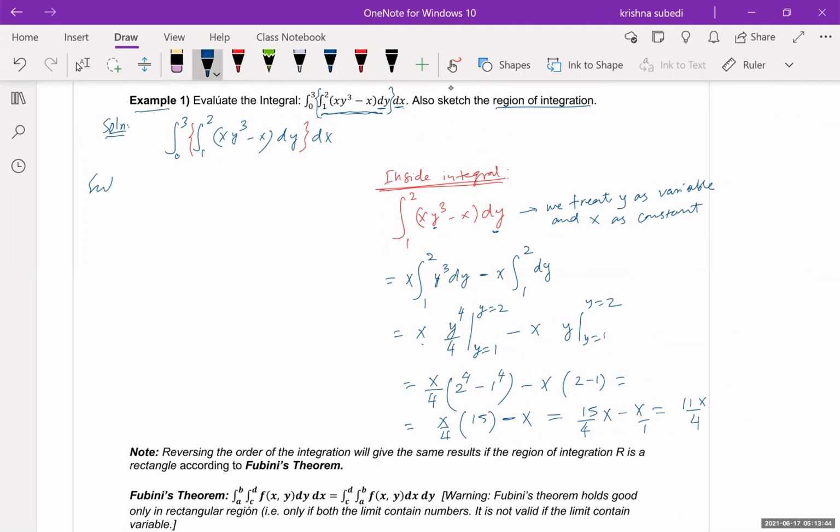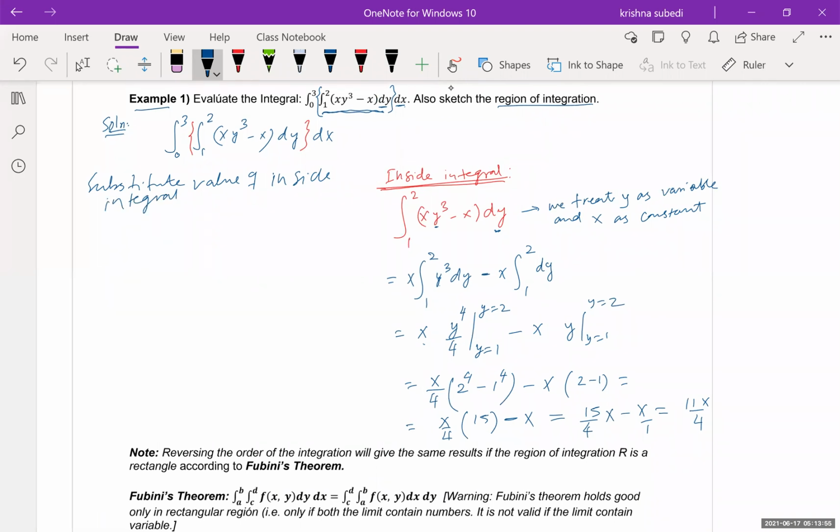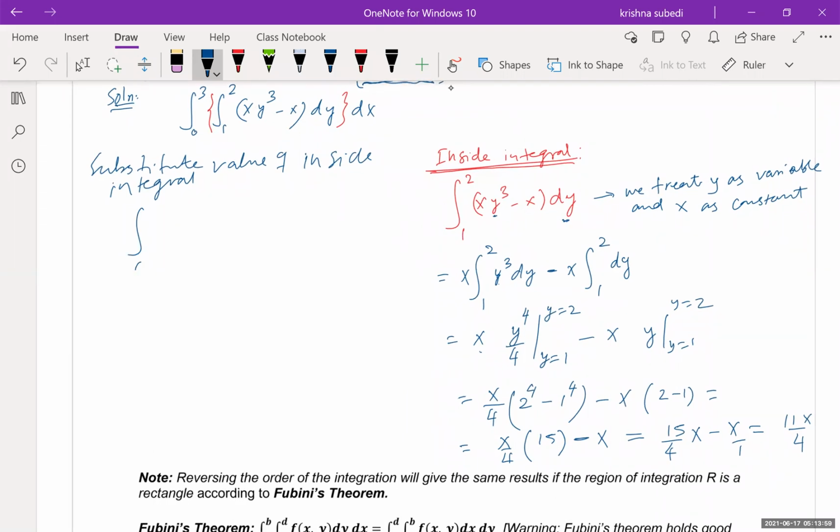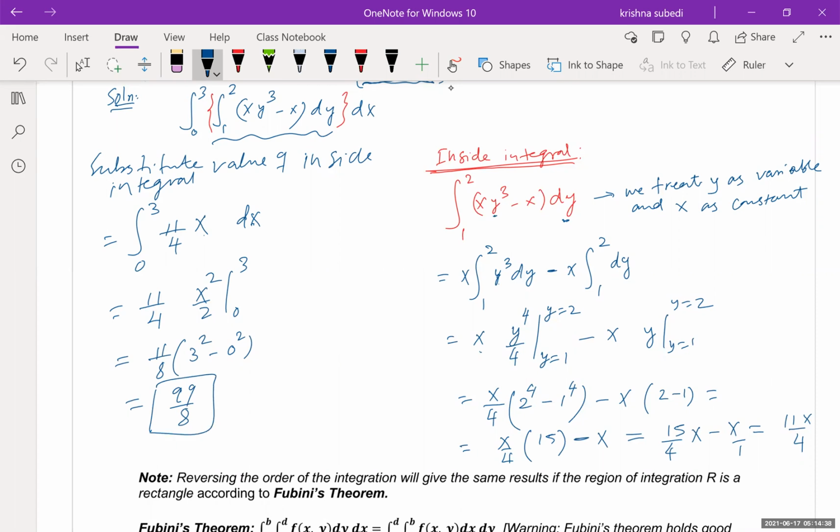So now we will substitute the value of the inside integral. What do you get? The outside integral will be from 0 to 3 of the whole thing we already calculated, which is 11 over 4 x dx. That's it. So you can write 11 over 4, and the integral of x with respect to x is x squared over 2, from 0 to 3. Since there is only one variable, you don't have to write x equals 0 to x equals 3. It is understood. So you get 11 over 8 times 3 squared minus 0 squared, which is 9 times 11, which is 99 over 8. That's your answer. Now, are we done?